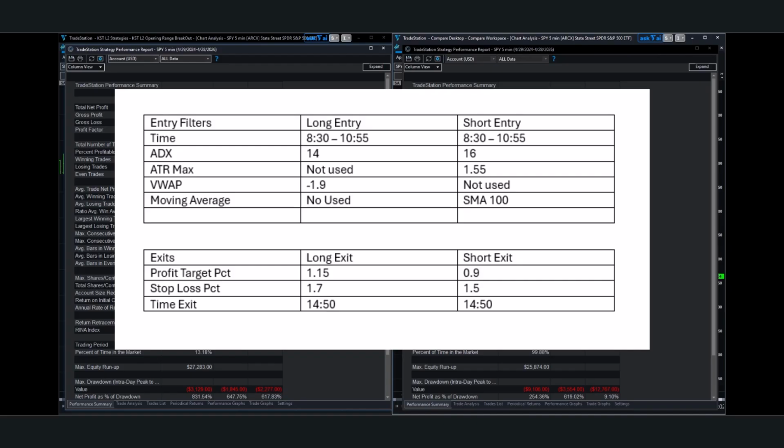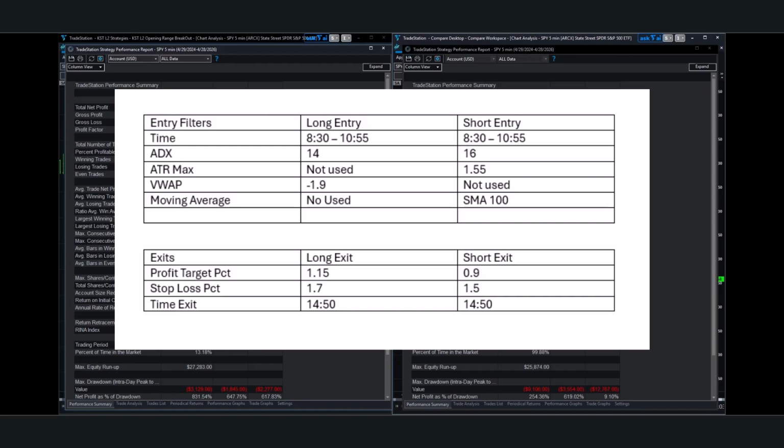Central Time. The ADX is set to 14, meaning the ADX must be at least 14 to take a new position. The VWAP is set to -1.9, meaning the price must be above -1.9 standard deviations below current VWAP. The profit target is set to 1.15%, and the stop loss was set to 1.7%.